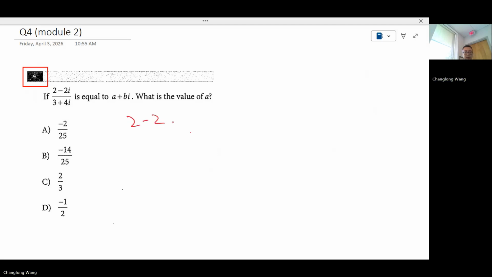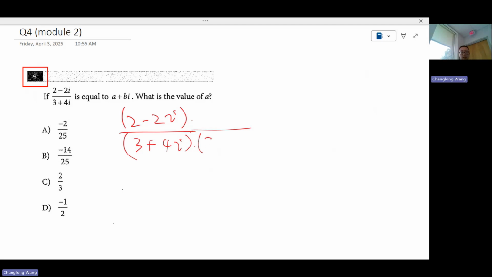So if you do it algebraically, all you have to do is multiply the numerator and the denominator by the complex conjugate of the denominator. Then what is the complex conjugate of 3 plus 4i? You guys still remember what that is? Again? 3 minus 4i. So yeah, it's the same real part, but the opposite imaginary part. All right, so whatever number in front of i, you flip the sign of it.